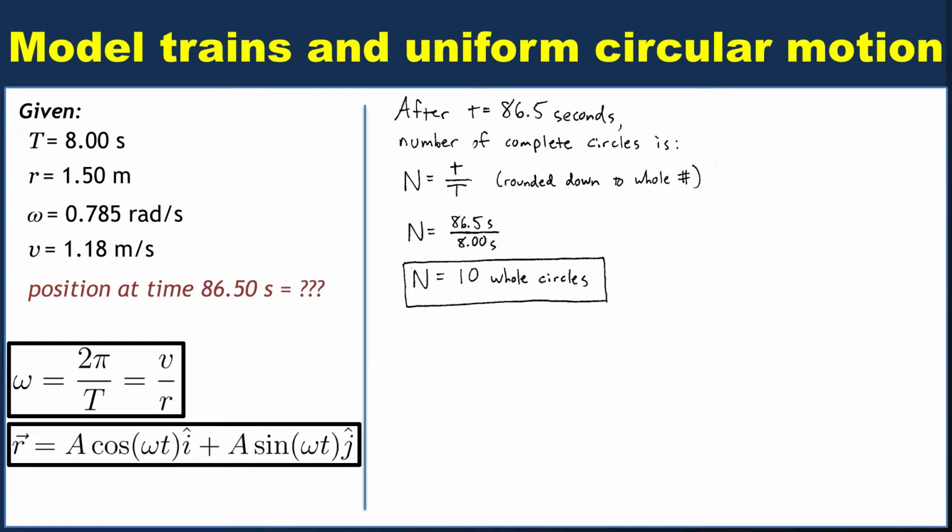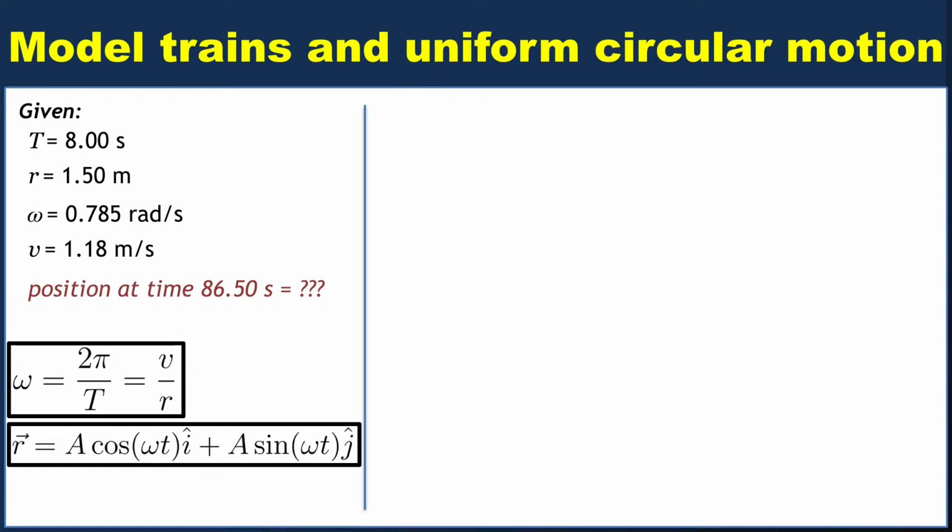But if we want to know the train's exact position at time 86.5 seconds, then we have to be a bit more careful. We should consider the position vector. So we know it's gone around 10 whole times, but where is it after going around 10 times? Well, the position vector at that same time, 86.5 seconds, is given by that expression over there on the left in vector form. We know A, we know omega, and we know t.